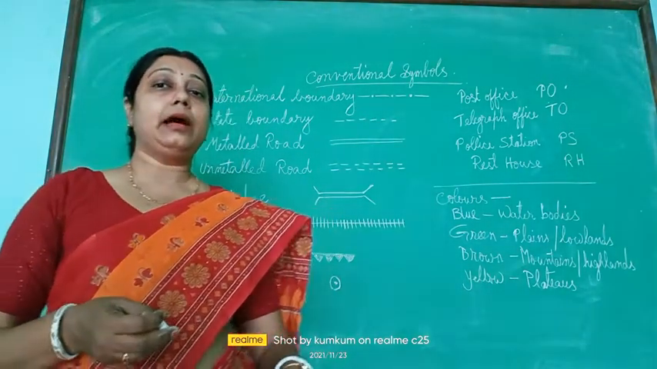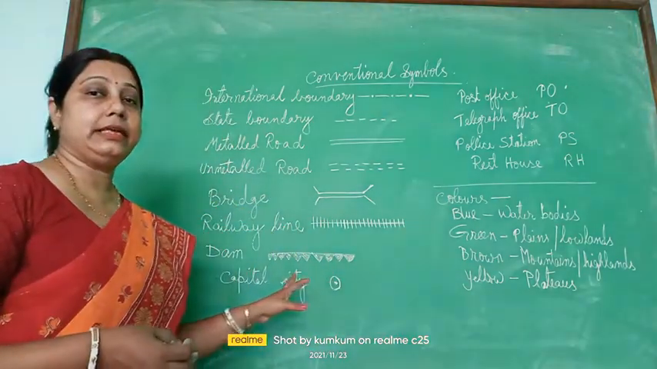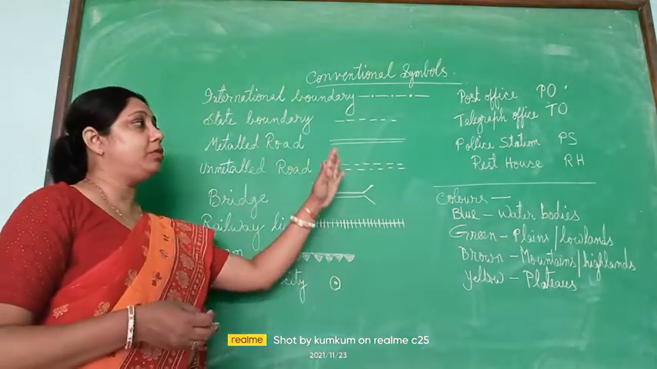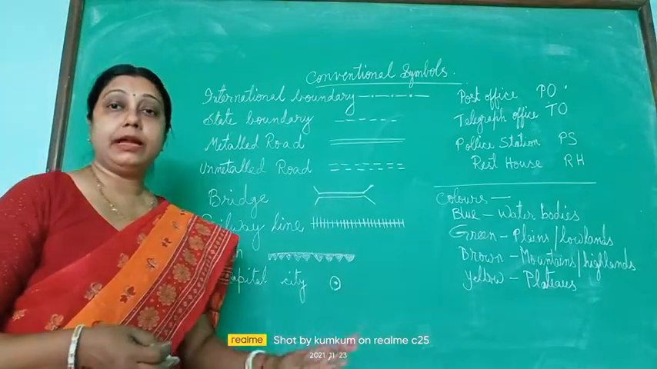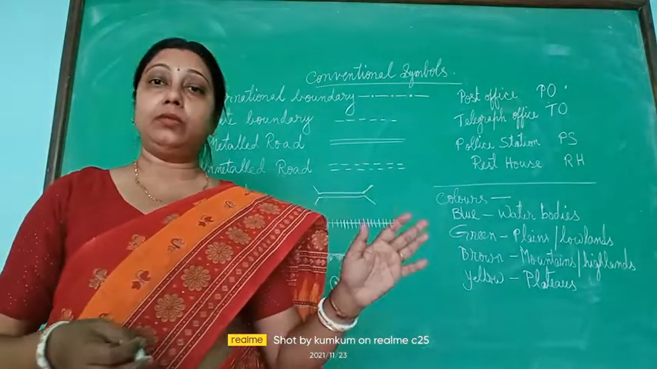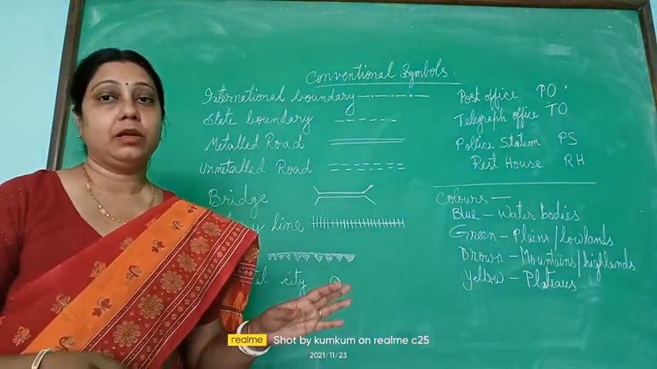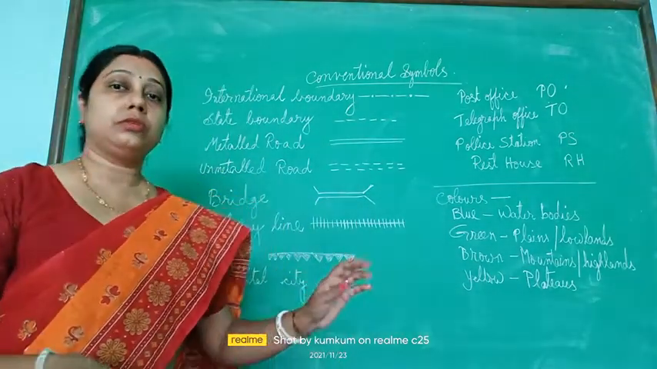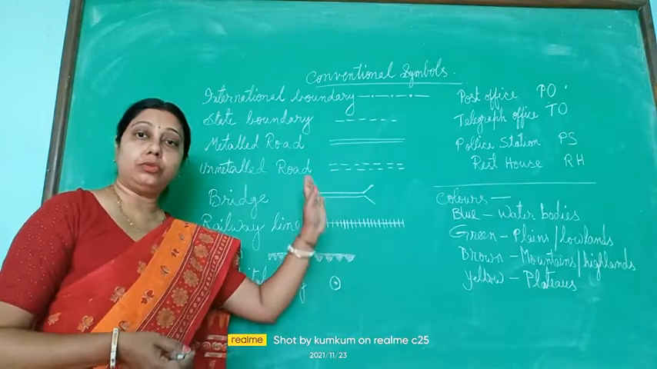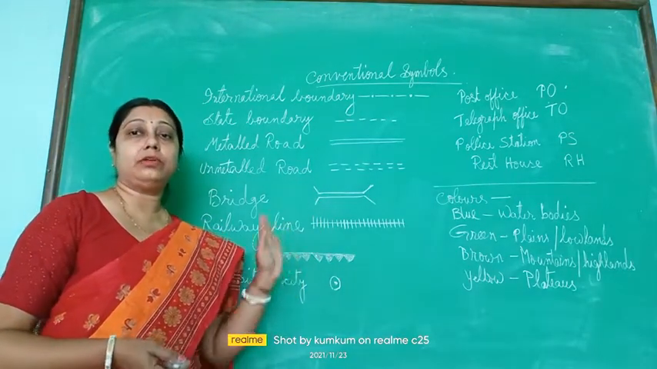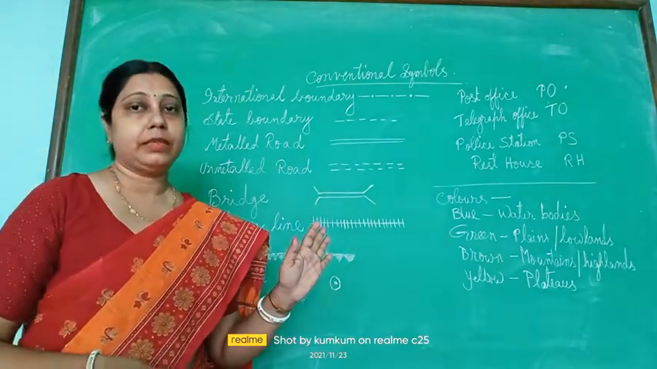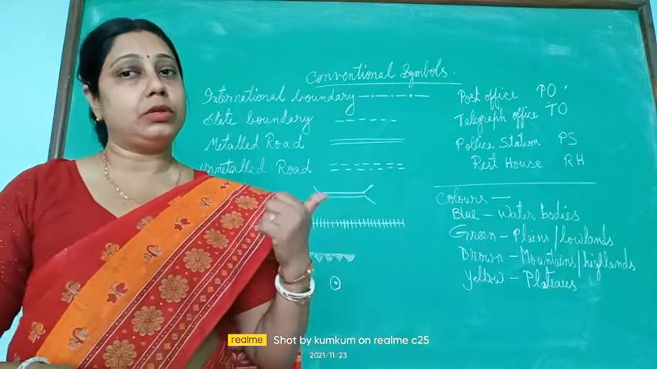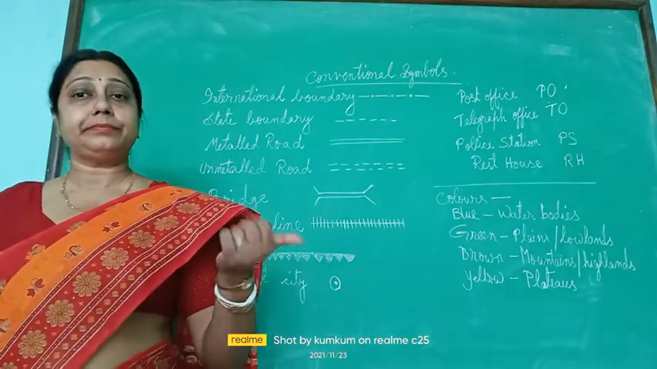Now, on the board you can see some conventional symbols I have drawn here. They are important, and from here only I may give you some questions. All are not important because you cannot draw so much. So the easier ones which you can draw, those pictures only I have drawn here, and those only I am going to discuss today. The conventional symbols. So let us start with this topic.